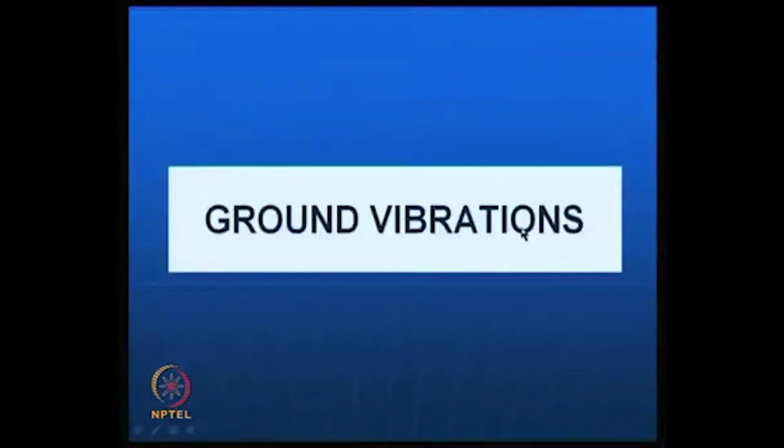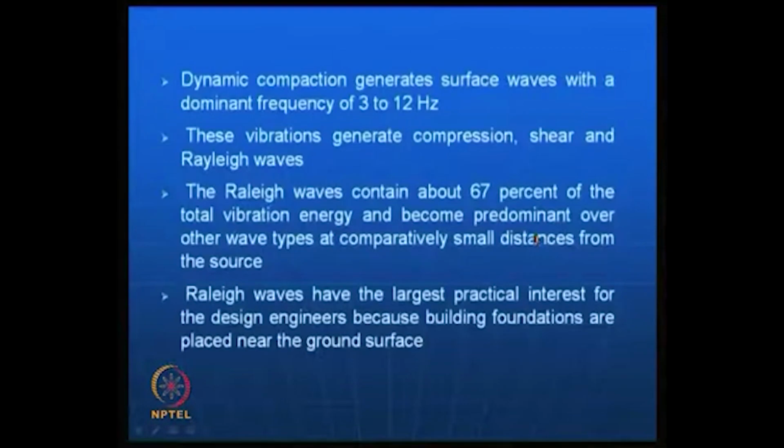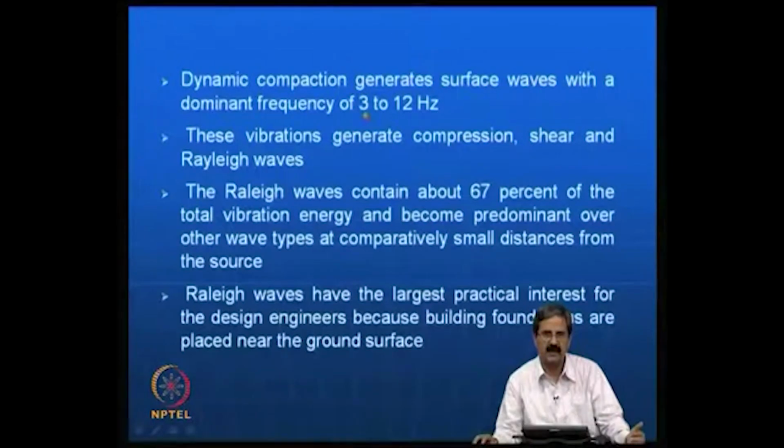Then as I just mentioned, the dynamic compaction generates surface waves with a dominant frequency of 3 to 12 Hz. If you are doing dynamic compaction, as I will be showing you in the video later, it generates a lot of sound. The frequency is going to be quite high, and it is very difficult for the personnel working, or if it is next to a parking or residential area, it is difficult. So, these vibrations generate compression, shear and Rayleigh waves. As we know, any vibration induces these waves, P waves, S waves and R waves, right.